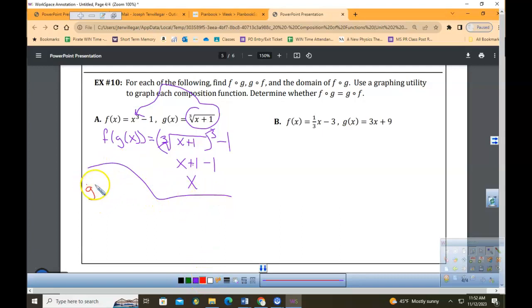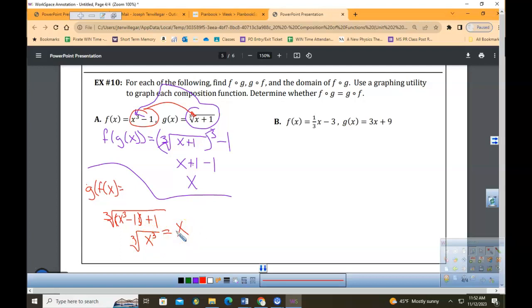Let's find g of f of x. So now I'm going to plug this in for that. So I'm going to do cube root of x to the third minus 1 plus 1. So I flipped which one I plugged into each other. Now if I'm adding and subtracting, I don't have to worry about those parentheses, right? X to the third minus 1 plus 1 is just the cube root of x to the third, which is x.